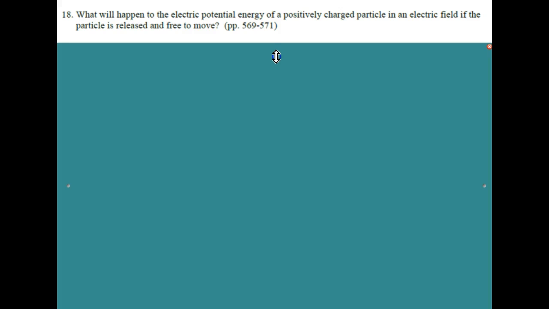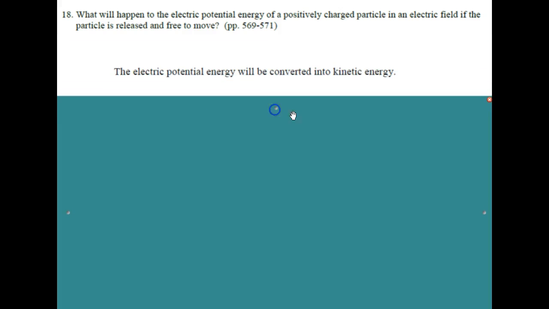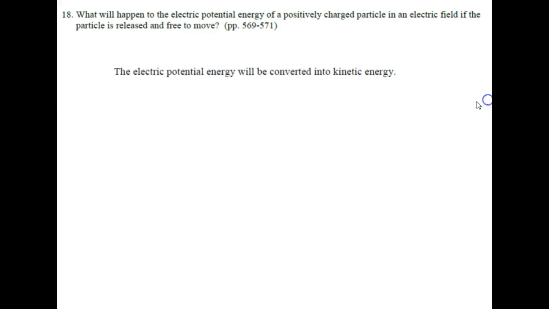More to come on this when we discuss electric potential energy and electric potential. But what happens is that the electric potential energy will be converted into kinetic energy. Since it's accelerating and it's moving, the electric potential energy is converted into kinetic energy.